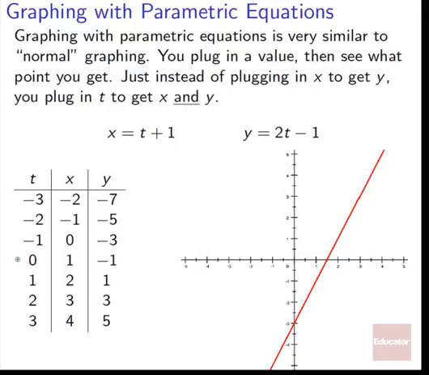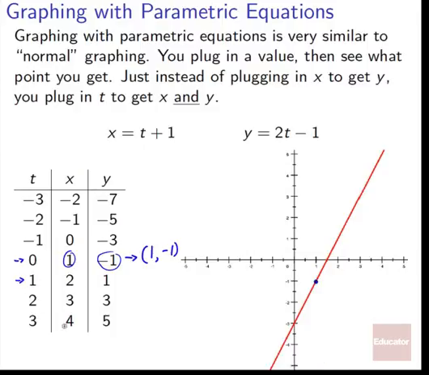So let's start at 0. We plug in 0, then that would give us the point x is 1, y comes out to be negative 1. If we plug in 0 for t, we get 0 plus 1, so 1. 2t minus 1 for y, so 2 times 0 minus 1 gets us negative 1. So that would come out to be at t equals 0, we have 1 comma negative 1 as a point. So we go and we plot that, 1 comma negative 1. We plot that point.